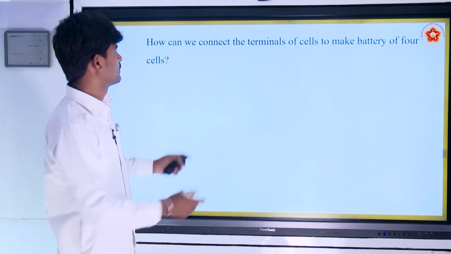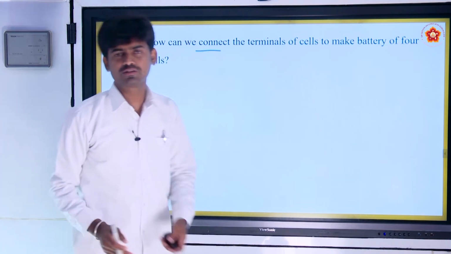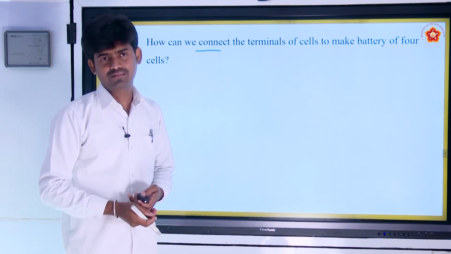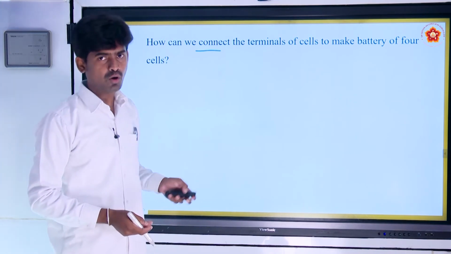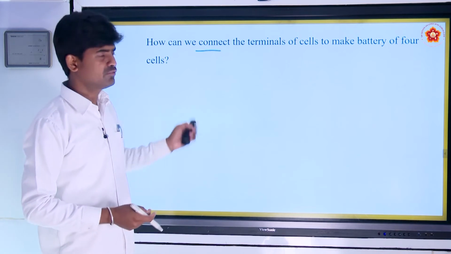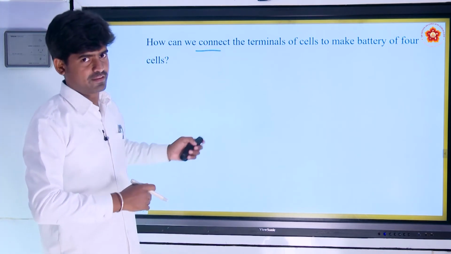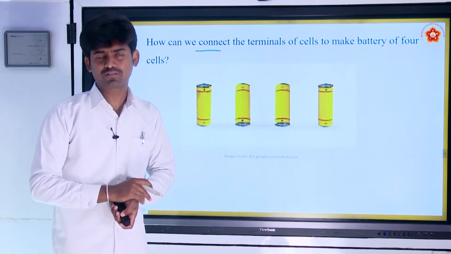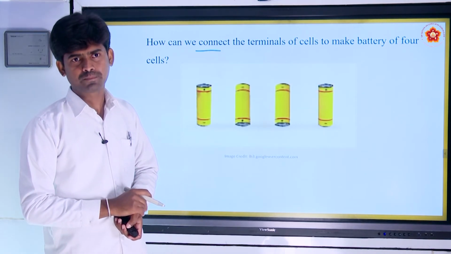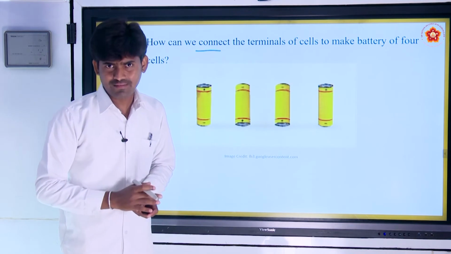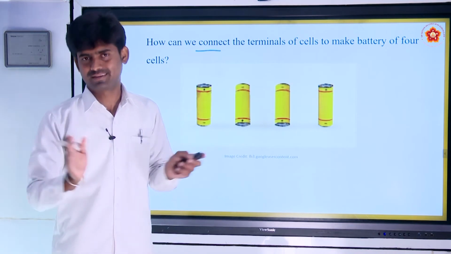Next. Yes, I think you have understood how to connect the cells to make a battery. So, here is an activity, to see how much you have understood. Here there are four cells given. By using the four cells, you have to make a battery.